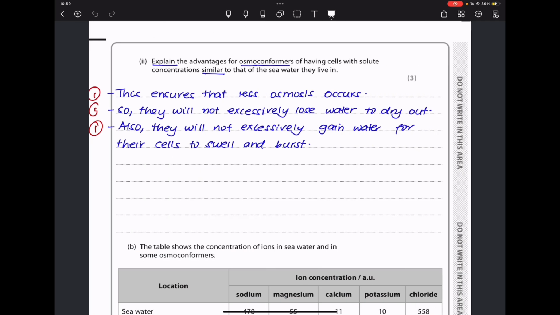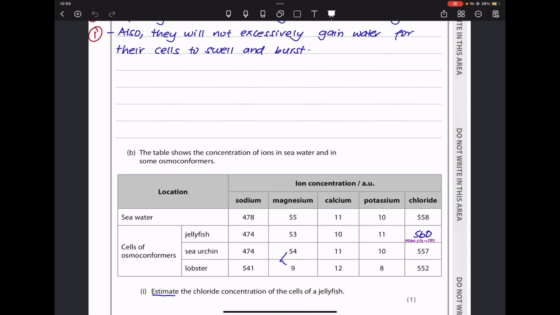So they say explain the advantages for osmoconformers of having cells with solute concentration similar to that of the seawater they live in. So if the concentration is the same, there is no need to regulate that much. So this ensures that less osmosis occurs, so they will not excessively lose water or dry out. Also, they will not excessively gain water for the cells to swell and burst. So in simple terms, less regulation is going to occur.